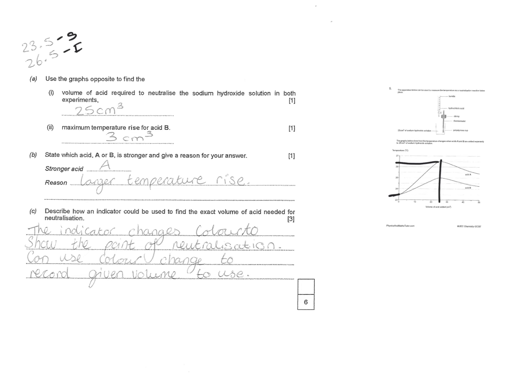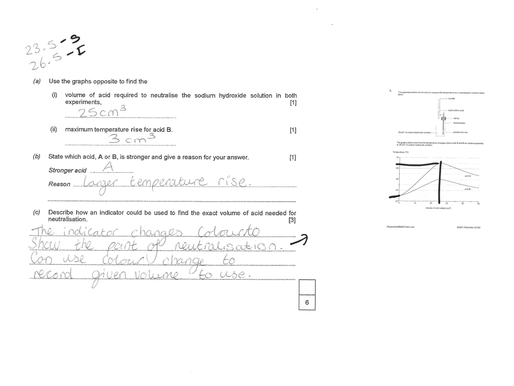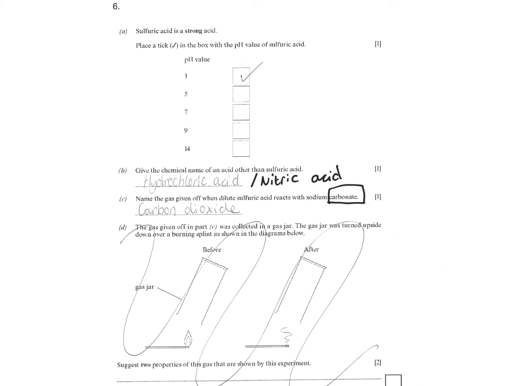Explain what an indicator does. An indicator shows colour change to show the point of neutralisation, normally green if you're using a universal indicator, but it can be different colours. And you can use colour change to record the volume used, so the volume needed to neutralise. Okay, really nice, easy question then.